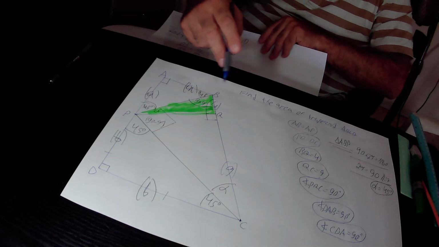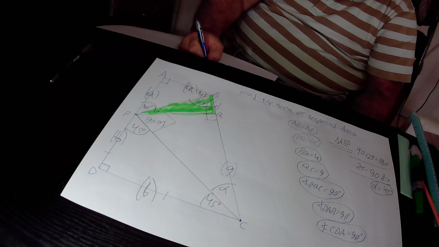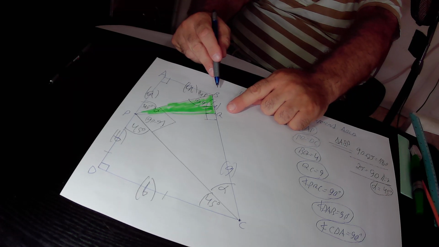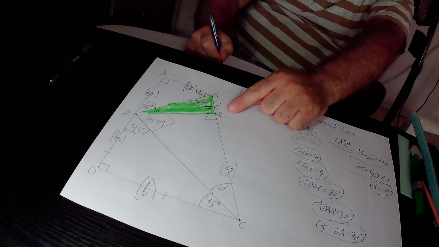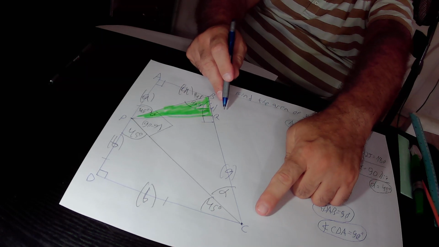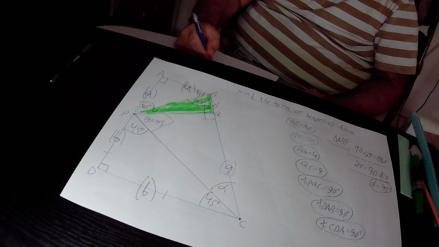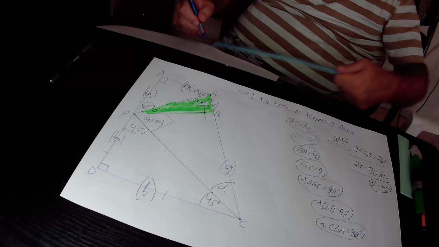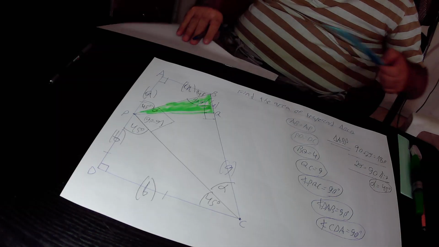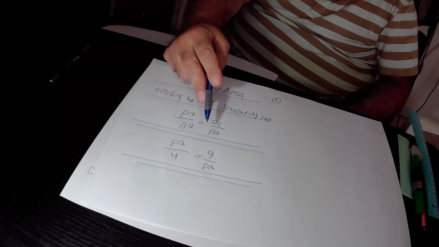PQ is the missing side, over BQ. BQ equals 4 units in its length according to what is given in the question. And it is equal to QC. QC equals 9 units, also according to what is given in the question, over PQ. So PQ is the missing side. So in total, we found that PQ over 4 equals 9 over PQ.